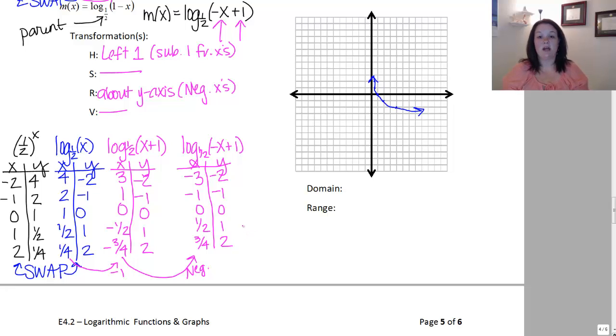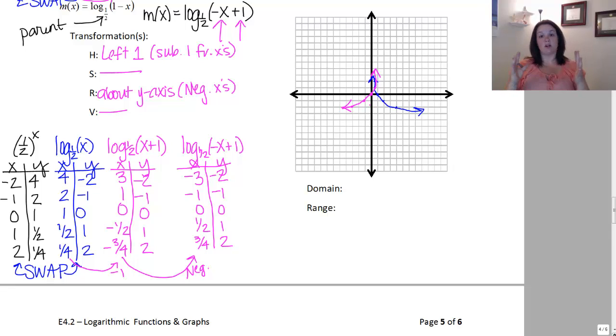Okay? So I'm going to go ahead and graph my new function, which says when x is negative 3, 2, 3, I'm down at negative 2. When x is at negative 1, I'm down at negative 1. When x is 0, y is 0. When x is 1/2, I'm up at 1. And when x is 3/4, I'm up at 2. So notice if I connect my dots, it should look something like this.